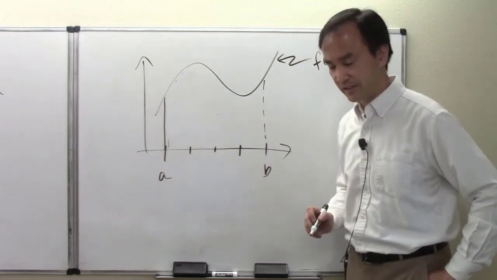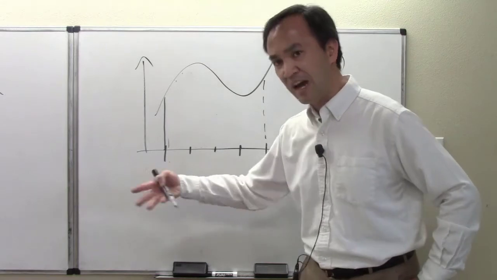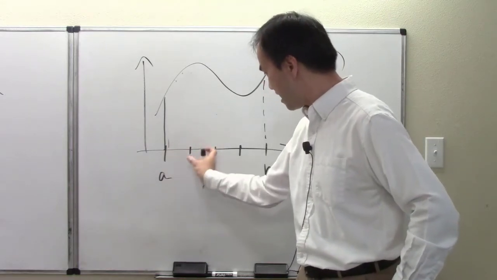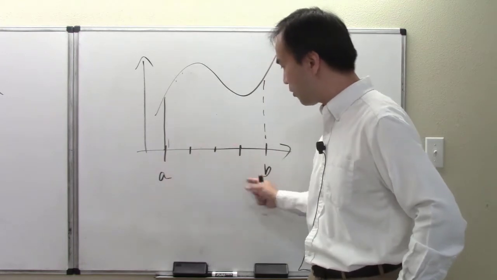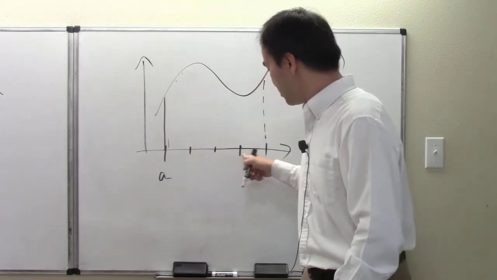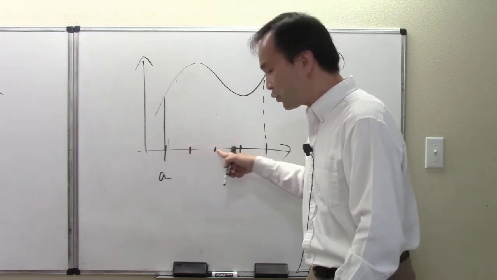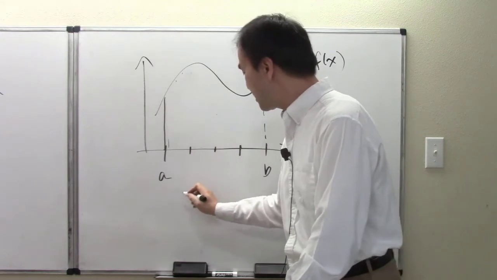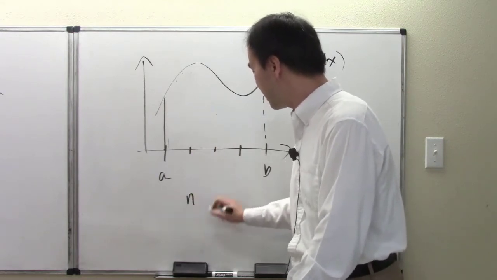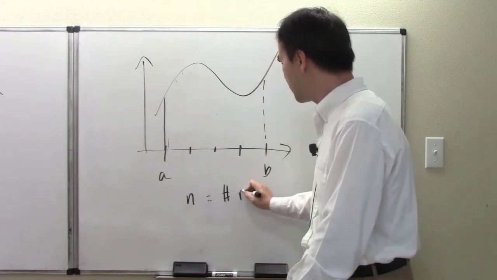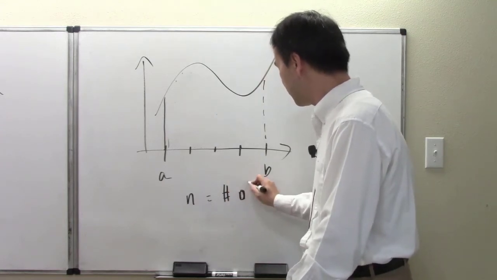That's the first idea right there. And then to keep life simple for us, once we break our total interval down into sub-intervals, we're going to use an equal width for all of these interval widths. And in that way, n here is going to be the number of sub-intervals.